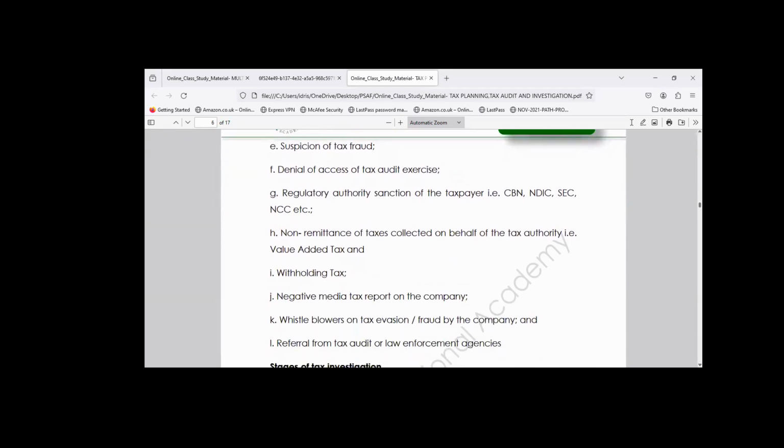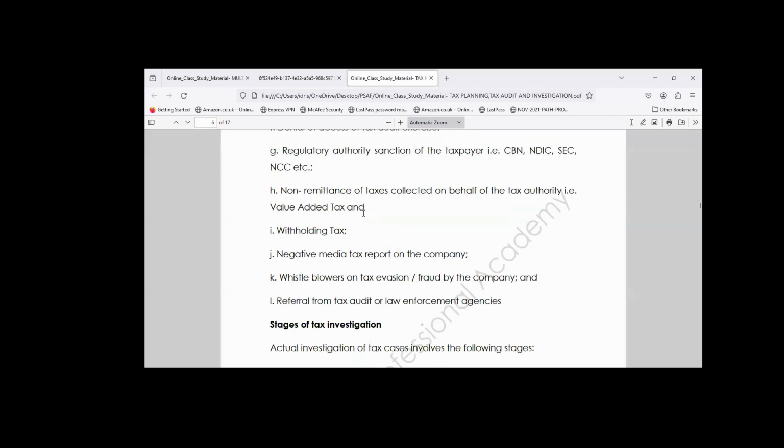So all these are the points. Negative media tax report about the company. Tax authorities see in the newspaper some negative reports about this company. Tax authorities can say, this company, they are our taxpayer. Look at this report that this company, they are owing this, they don't pay this, they don't do this. It will result into tax audit.